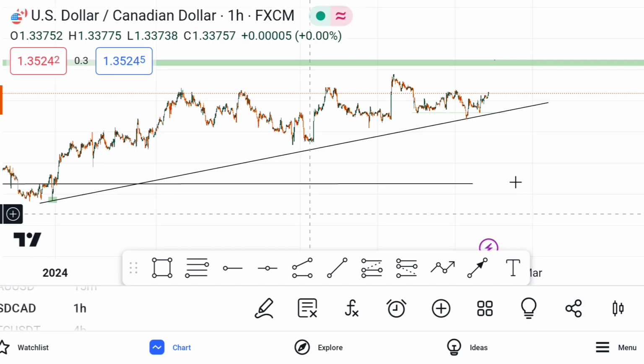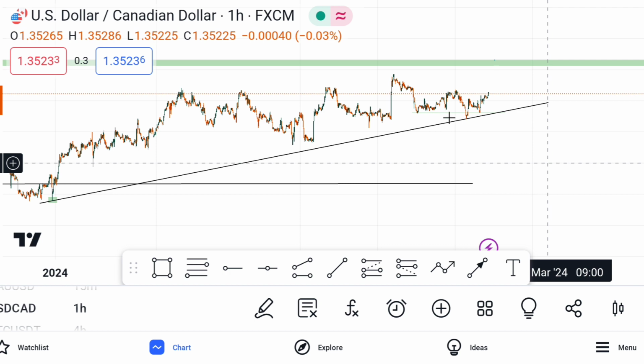Today we're going to be looking at USD CAD and gold to see how USD CAD and gold are doing for the week and for today. So let's dive in further.